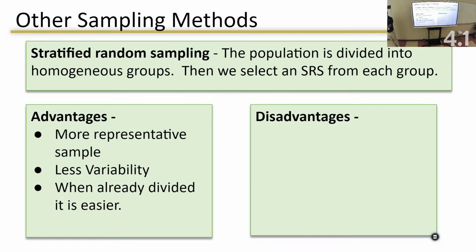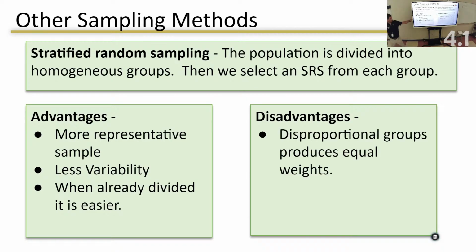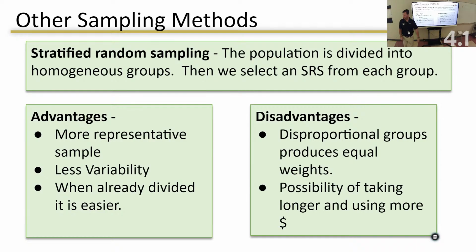Okay, stratified. Disproportional groups produce equal weight. If there's a whole lot more freshmen than there are seniors, you're putting equal weight on them. And then also, again, the biggest one is time and money. It takes longer and it costs more. That's why we don't stratify as much. However, we will do it because it helps reduce bias.